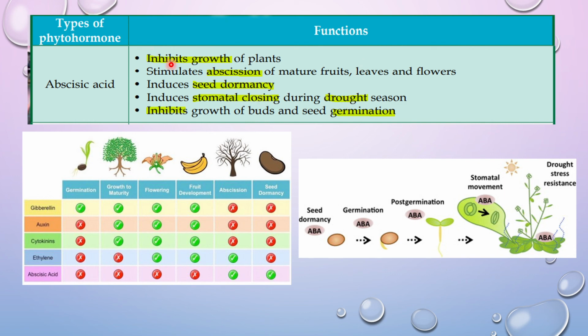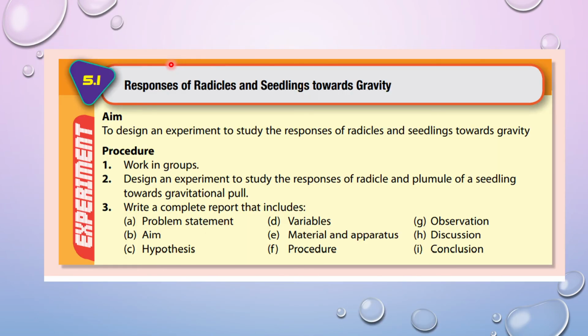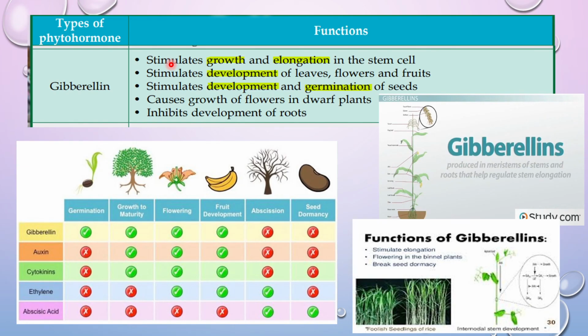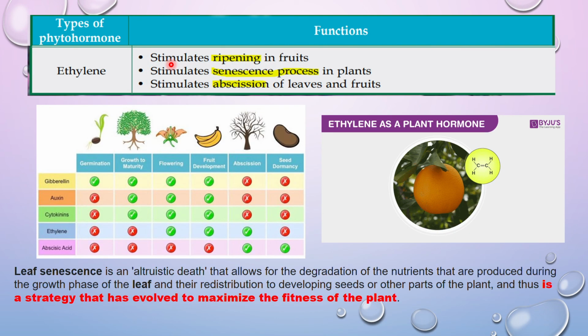So masing-masing ada dia punya fungsi yang khas yang kamu boleh ingat untuk setiap satu phytohormones ini. Okay, ethylene is very essential in ripening. Okay, so it's going to stimulate ripening in the fruits. It stimulates the senescence process in the plants, and also it stimulates abscission of the leaves and also the fruits.